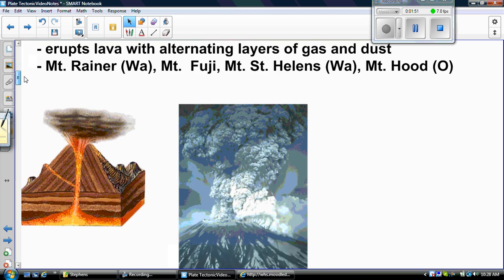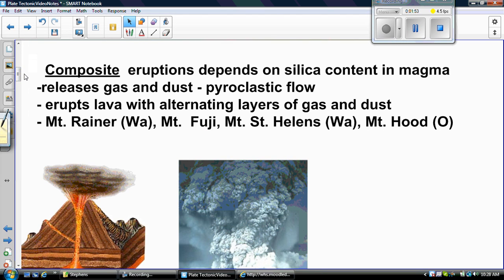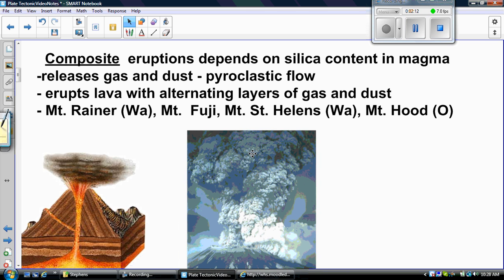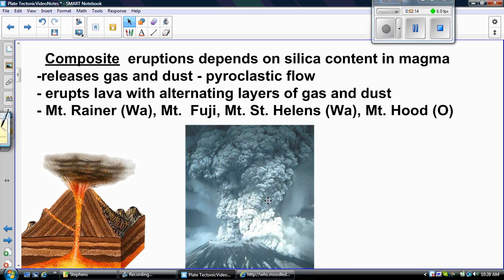The next type of volcano is your composite volcanoes. These eruptions really depend on the silica content in the magma. They can either have a lot of silica or low amounts, so they're either explosive or not very explosive. When they are explosive, they release large amounts of gas and dust, which we call a pyroclastic flow, which is what this picture right here is showing you.